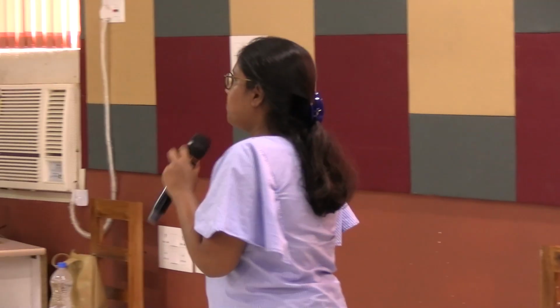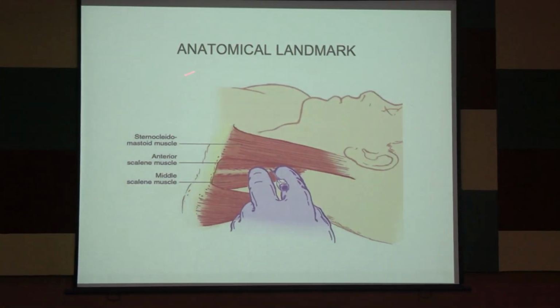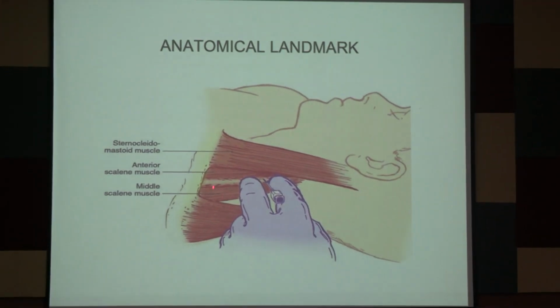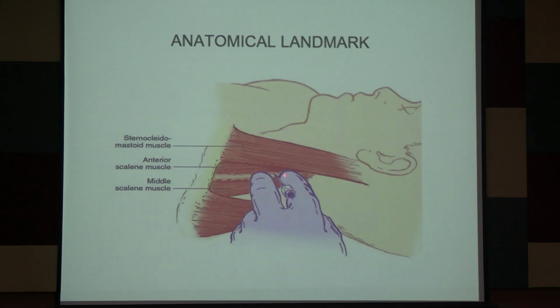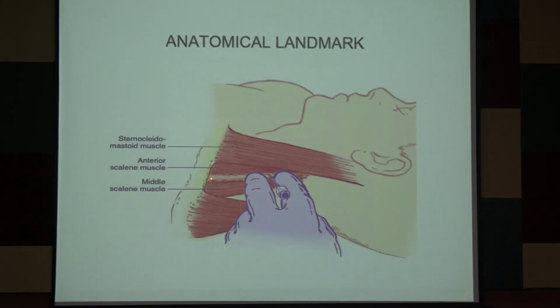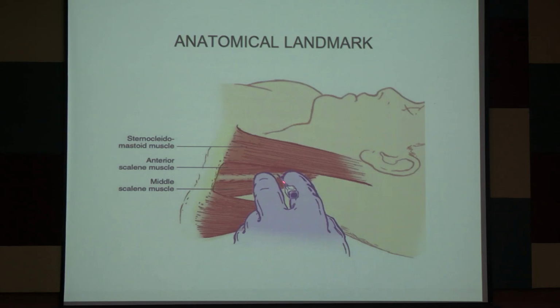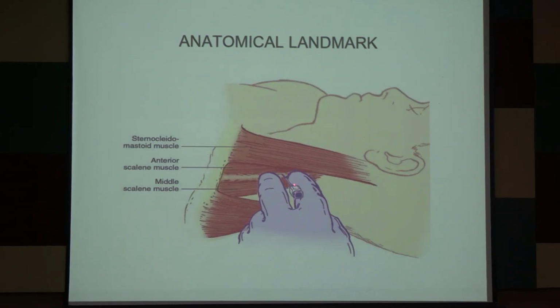Okay. This is the anatomical landmark for the interscalene block. You can see the anterior scalene muscle, the middle scalene muscle. This is the interscalene groove. At the upper part, this is the clavicle. When you're injecting drug at this place, this is the supraclavicular block. When you're injecting higher up, this is the interscalene block. And below the clavicle, here you will be performing the infraclavicular block.